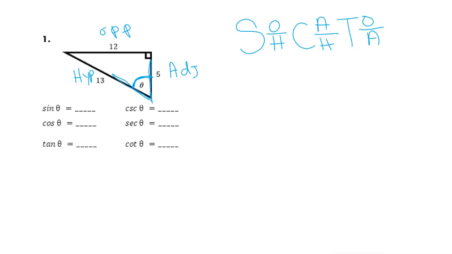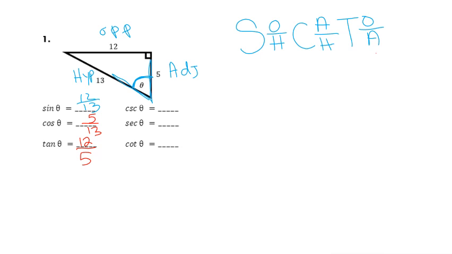Our sine is opposite over hypotenuse, so that would be 12 over 13. For cosine, our cosine is 5 over 13. And then our tangent is opposite over adjacent, which is 12 over 5. So that part isn't anything new.